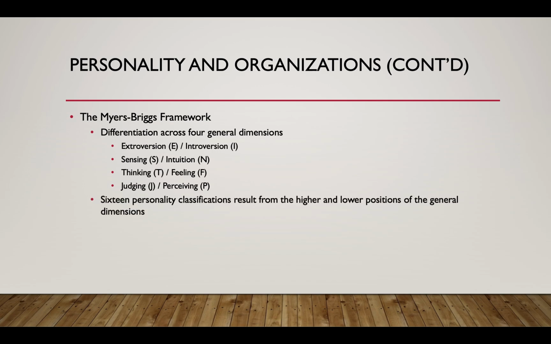And altogether, there are 16 personality classifications that result from the higher and lower positions of the general dimensions. So you have overarching dimensions, and then you have subdimensions that may not be as profound as the main dimensions, but they're still there, and they still comprise a portion of who you are.